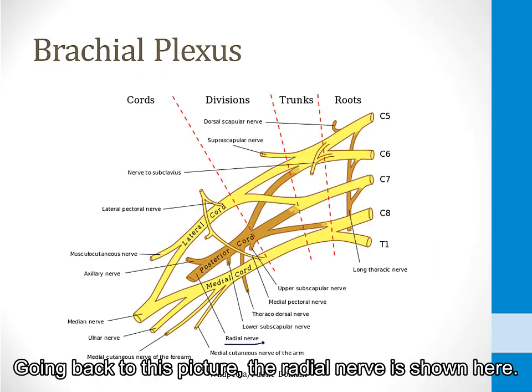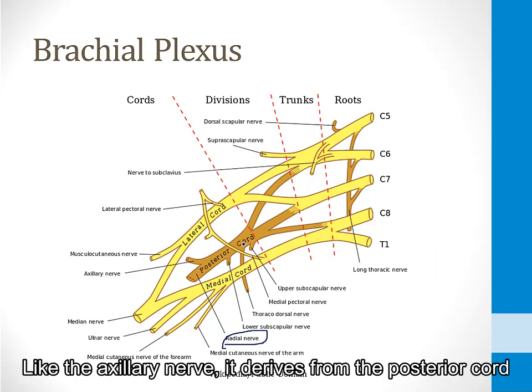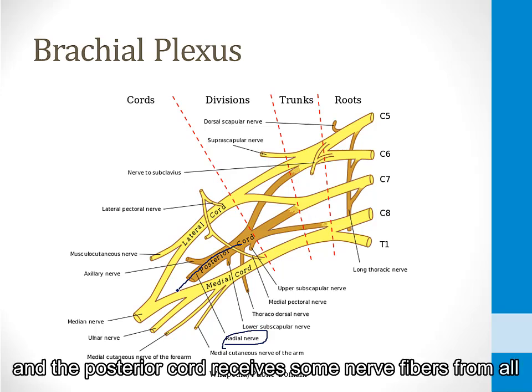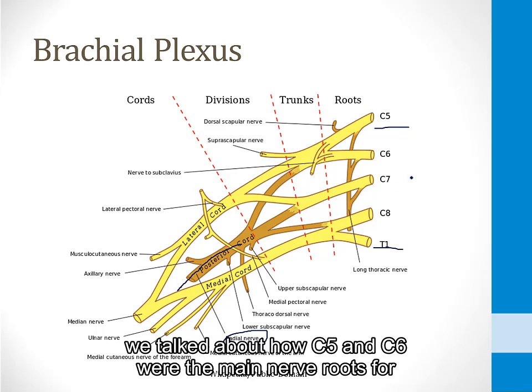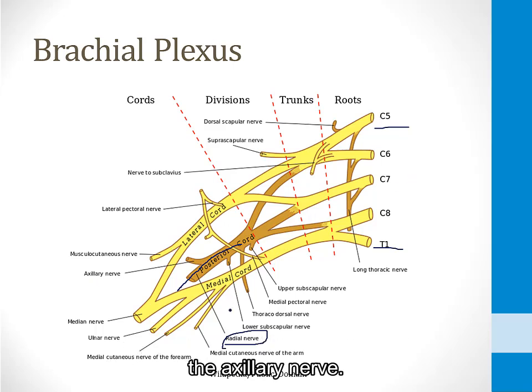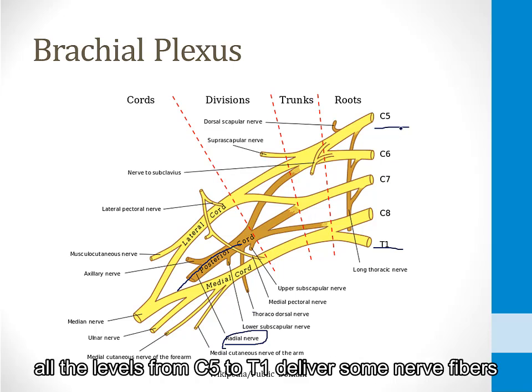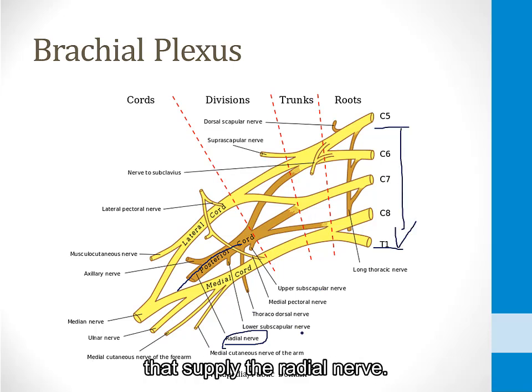Moving on, now let's talk about the radial nerve. Going back to this picture, the radial nerve is shown here. Like the axillary nerve, it derives from the posterior cord, and the posterior cord receives some nerve fibers from all the levels of the brachial plexus, C5 to T1. In the case of the axillary nerve, we talked about how C5 and C6 were the main nerve roots, but in the case of the radial nerve, all the levels from C5 to T1 deliver some nerve fibers that supply the radial nerve.